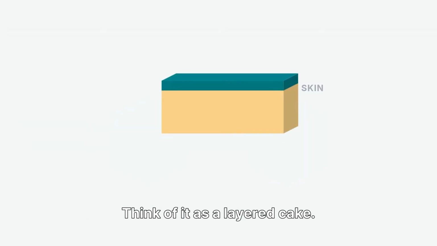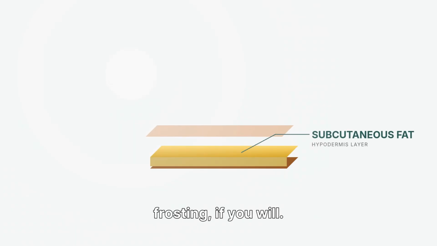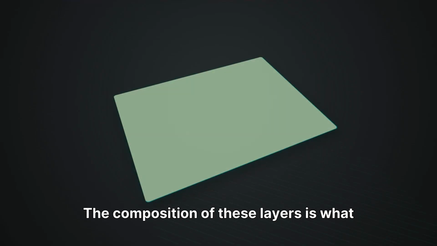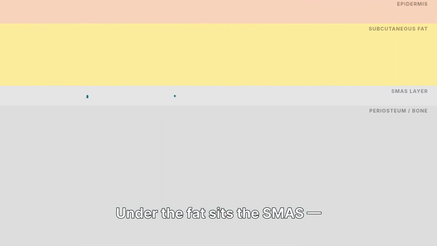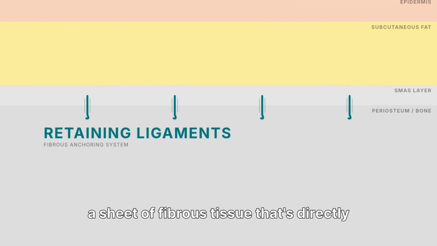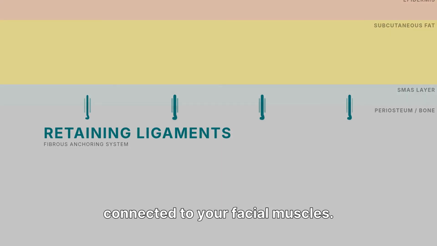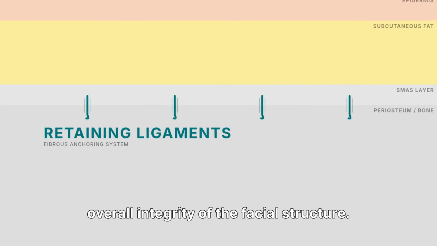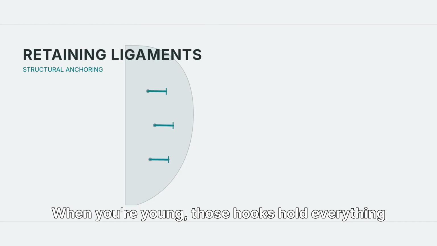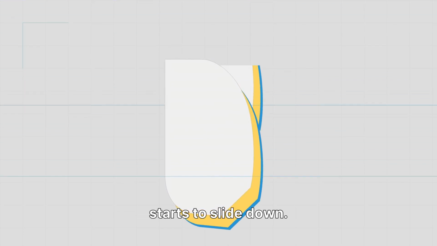Think of it as a layered cake. Your face is built like a layer cake. On top is the skin, the frosting, if you will. The composition of these layers is what defines the youthful fullness of the face. Under the fat sits the SMAS, a sheet of fibrous tissue that's directly connected to your facial muscles. These anchors are essential for maintaining the overall integrity of the facial structure. When you're young, those hooks hold everything firmly up. As you age, they loosen and everything starts to slide down.